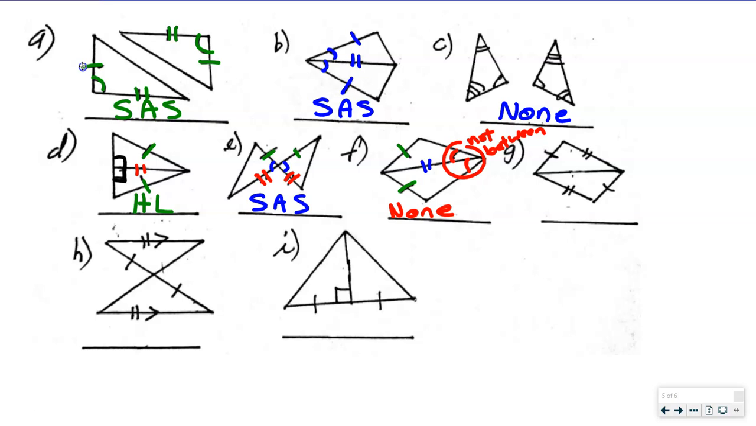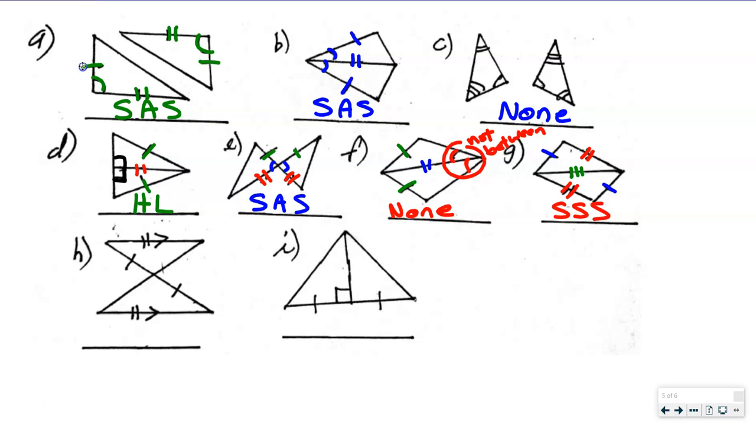The letter G, we have a shared side here in the middle. Two congruent sides opposite each other there in blue. Two congruent sides opposite each other here in red. So yes, side, side, side. These are congruent triangles, side, side, side, three sides.